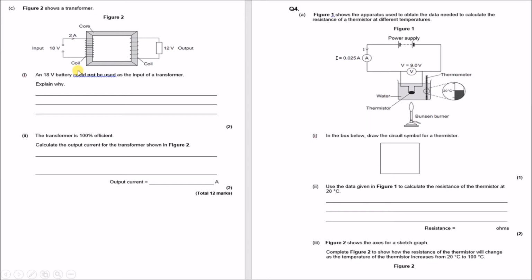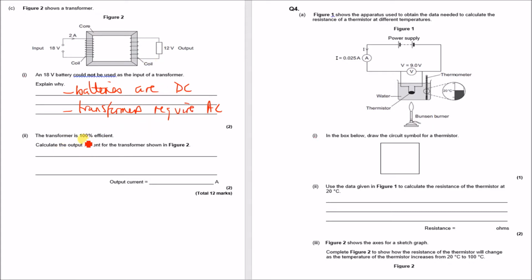Okay, this next question I've left in, but it is not on the combined unit. So this is only for triple science if you're doing separate physics only. It says an 18-volt battery could not be used as the input of a transformer. Why is that? Well, it's a battery, and batteries are DC. Transformers require alternating current. They need an alternating current to generate an alternating magnetic field, and the alternating magnetic field will then cut the coil and generate an alternating current in the secondary coil. So remember, they do not work on DC.